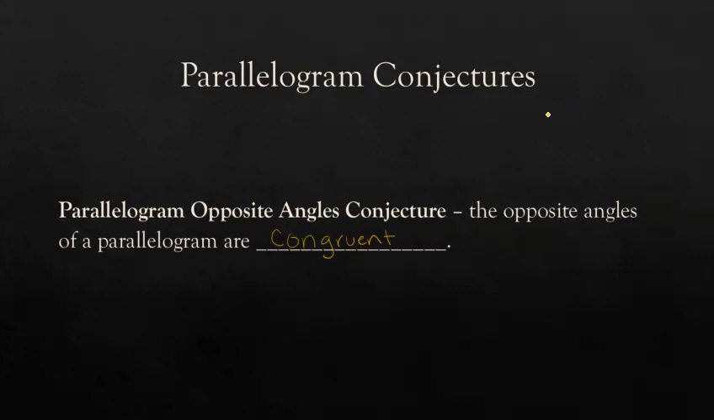And why does this work? Why are the opposite angles congruent? Well, if we think about this being a parallel line to this one, and then just use one of these as a transversal, we should get that corresponding angles are congruent. So these would be congruent.